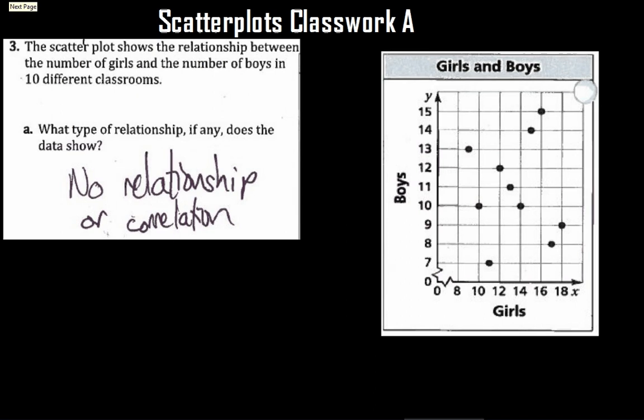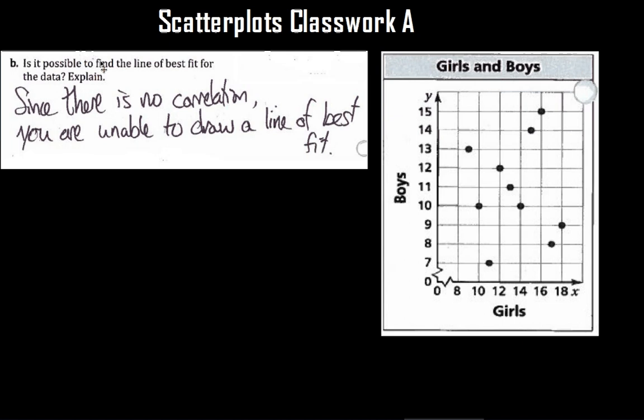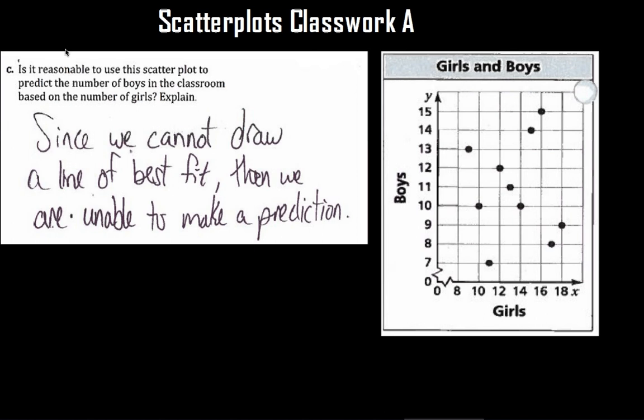Because of that, it says, is it possible to find a line of best fit? Well, since there is no correlation, you are unable to draw the line of best fit. Because you can make an argument for being positive, you can make an argument for being negative, you can make an argument for being 0, but that is why you cannot draw a line of best fit. There's no obvious pattern, and because of that, finally, it says, is it reasonable?